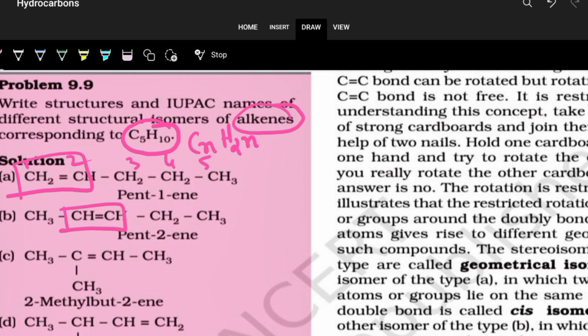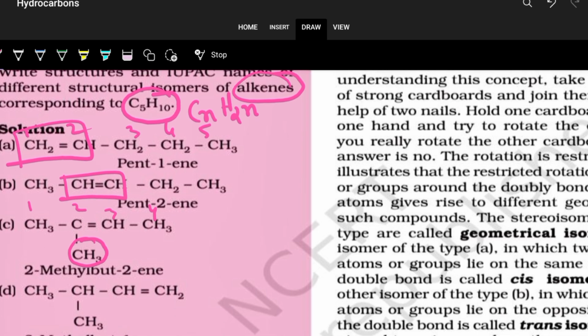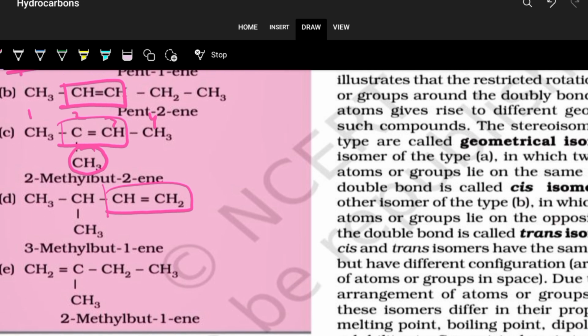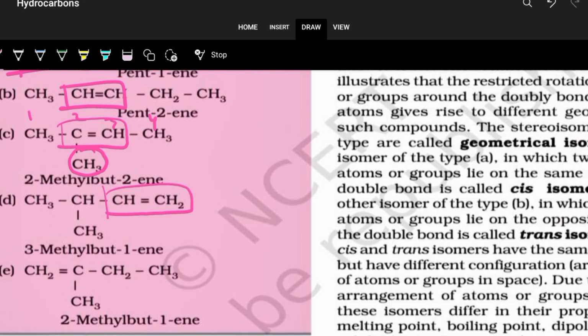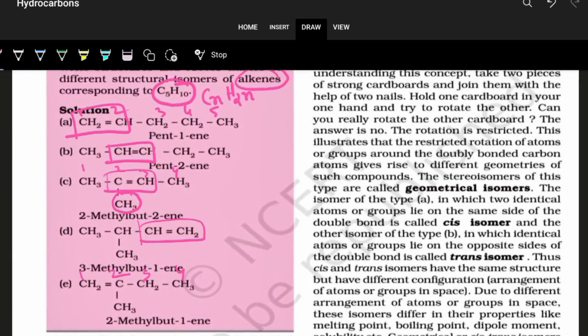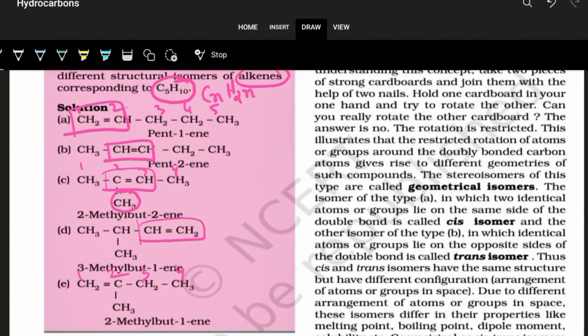Now decrease 1 carbon atom and keep 1, 2, 3, 4, 4 carbon atoms in a straight line, and then give CH3 as a branching, and then you can change the position of the double bond. You can keep it in 2 and 3, you can keep it in 1 and 2, and then you can write another one where you can change the position of the methyl. These are the possible structures. So you have to try it on your own to find as many possible isomers as can exist.